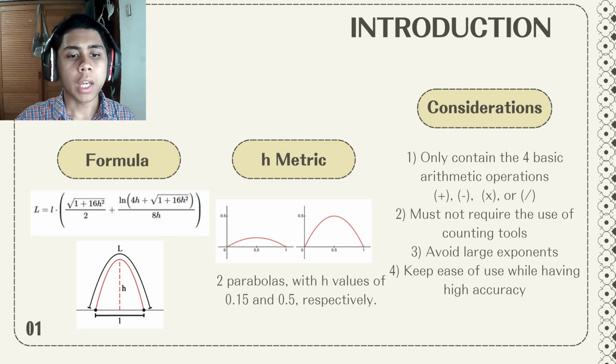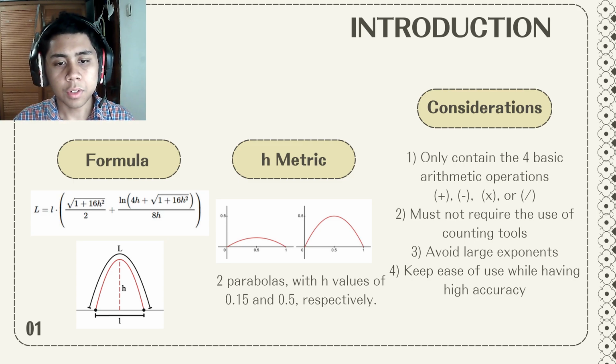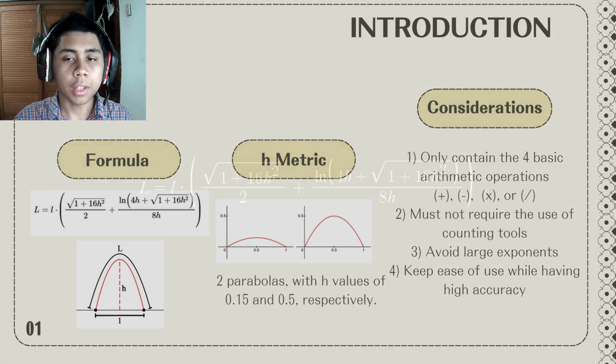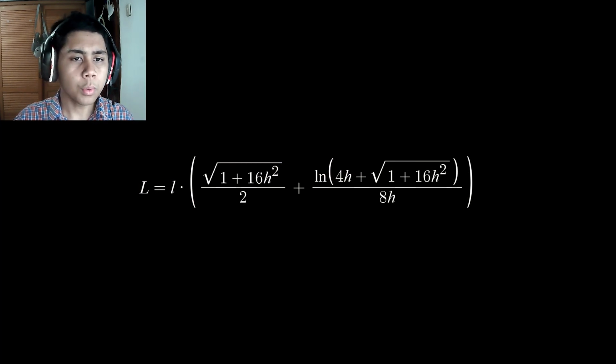This paper aims to find polynomial approximations for the arc length of a parabola, specifically in the case where calculators are not available. Solving for the arc length of a parabola can be done using the following formula. The arc length, capital L, is equal to the width of the parabola segment multiplied by some constant that ultimately depends on h, which is simply the ratio between its total height and width.